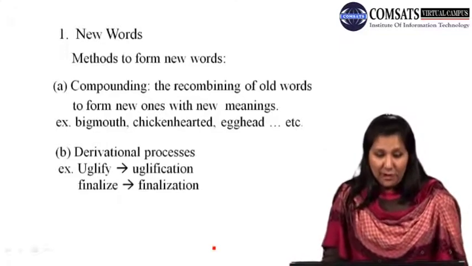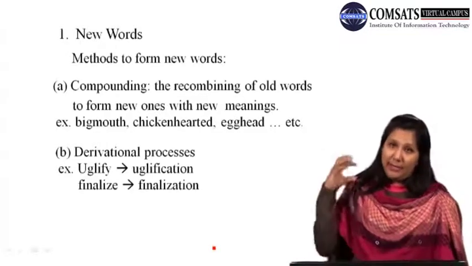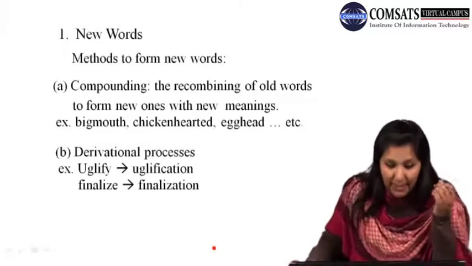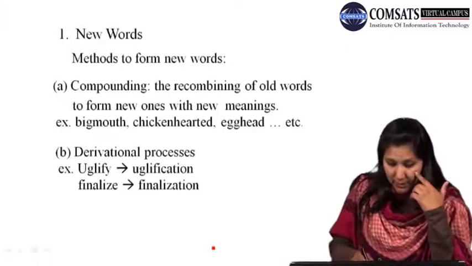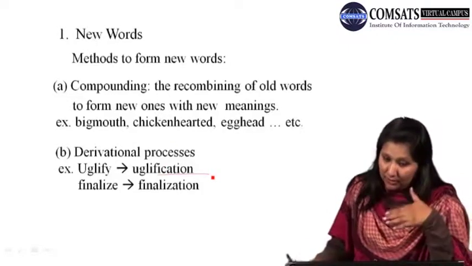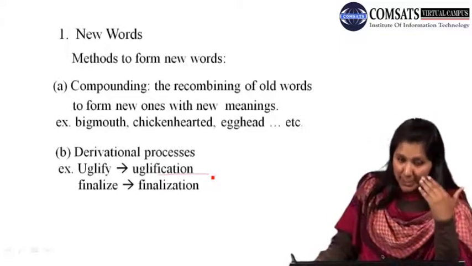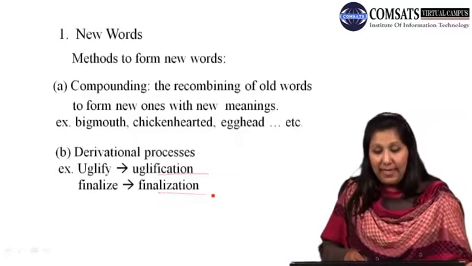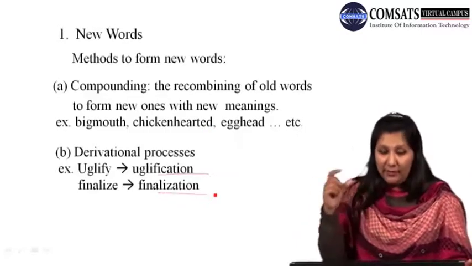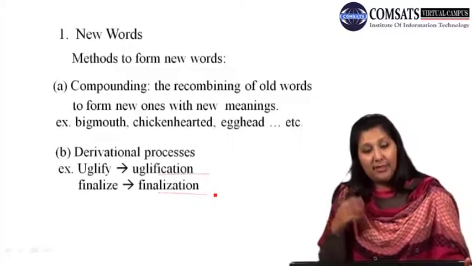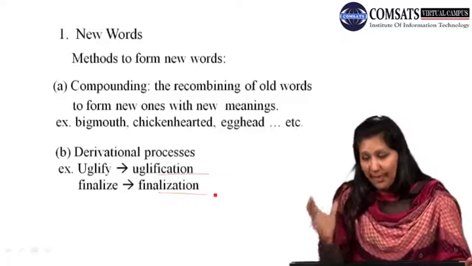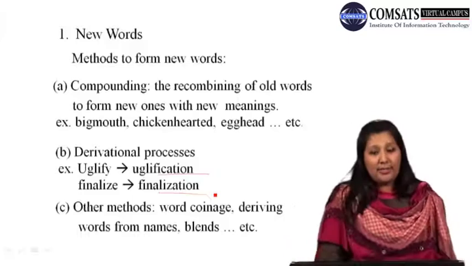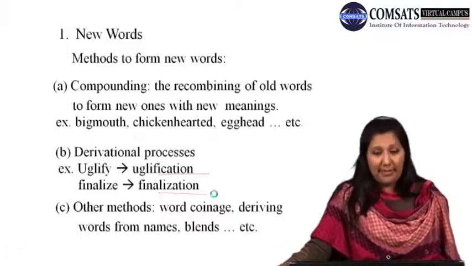Derivational process. Derivational process is there. For example, there are different derivations that are attached to these words. For example, one word is uglify. But they have done actually the uglification. It's a derivational process. It's a process that has been assigned to one word. Finalize has been turned into finalization. Uglify, uglification, finalize, and finalization. These are the new words with some new meaning. Other methods are coinage. Coinage, where you coin some new word, deriving words from the names or the blends, etc.